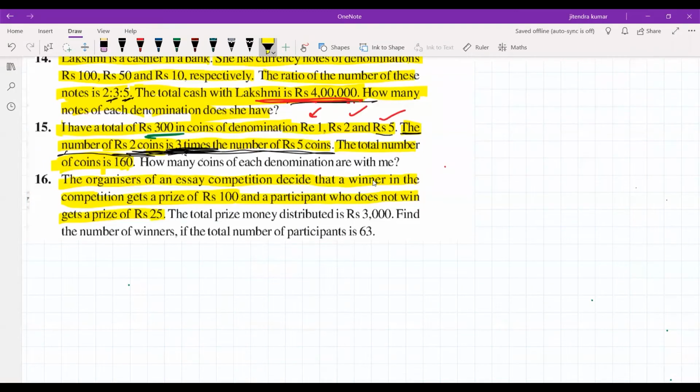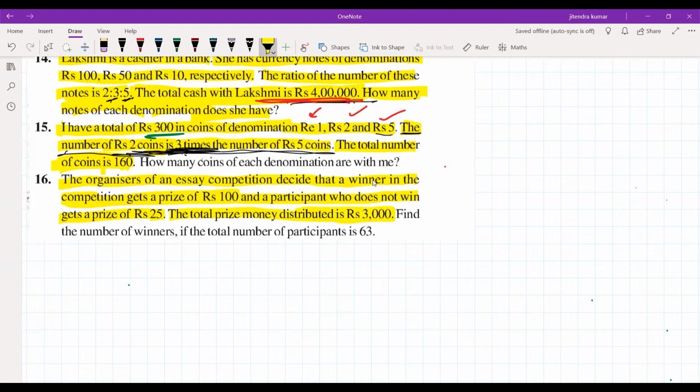So there are two possibilities. The winner will get 100, so there will be one winner that will get 100 rupees, and the rest of all will get 25 rupees each. That is what the first sentence says here. Then the second sentence is the total prize money distributed is 3000 rupees. Then it says find the number of winners.